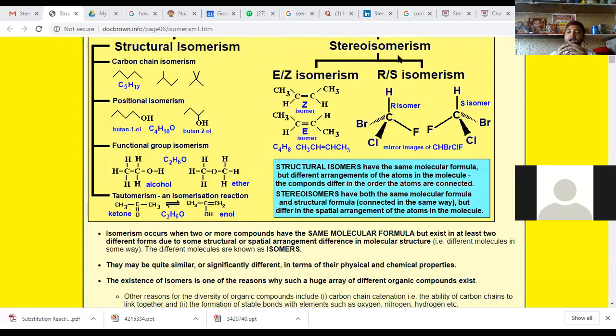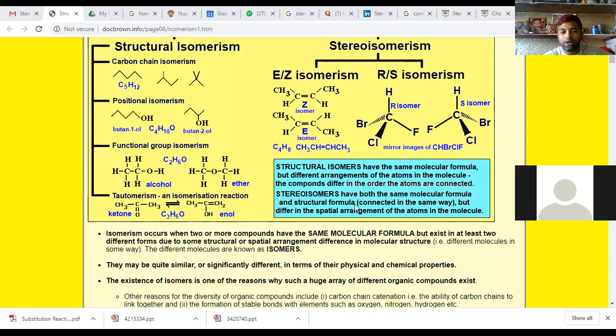Stereoisomers are classified into two groups. One is conformational isomer, the other one is configurational isomer. So first we need to know what stereoisomers are. Stereoisomers have the same molecular formula, both the molecules will have the same molecular formula, and the same structural formula. Molecular formula as well as structural formula, both are the same.